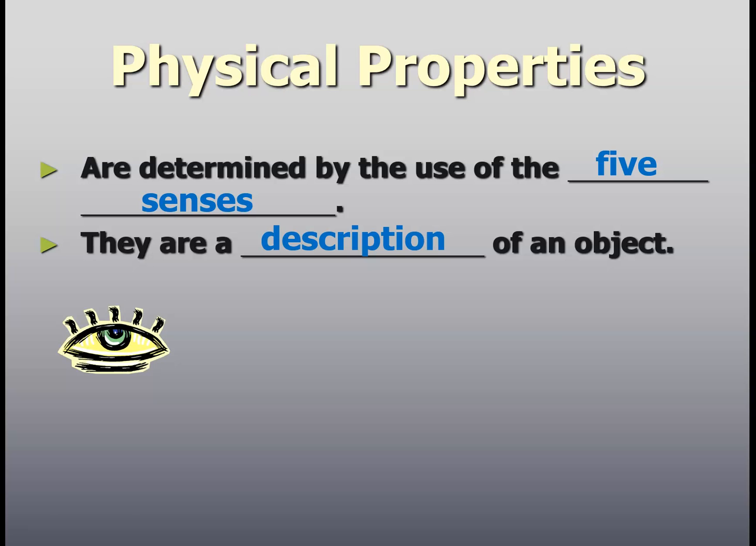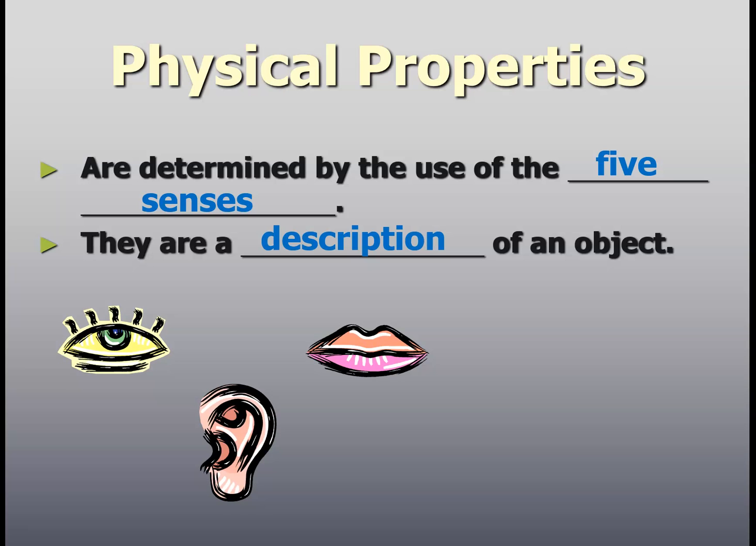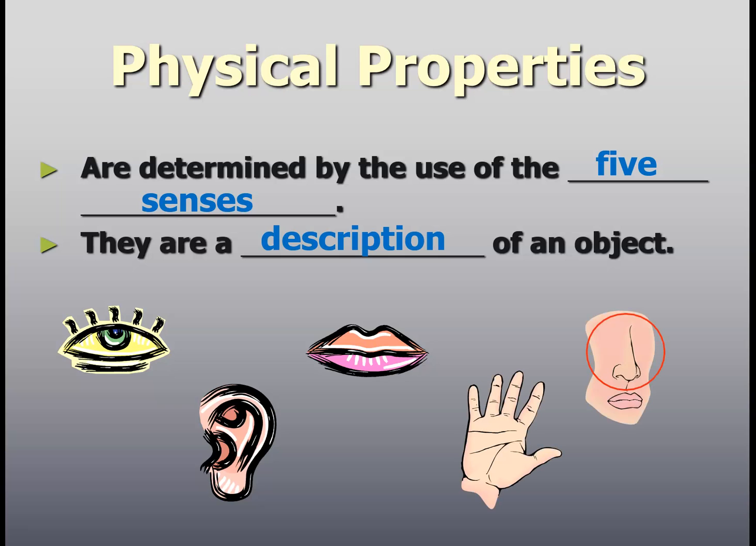Well, we have sight, taste, sound, touch, and smell. These are the 5 different senses that we use in order to describe physical properties. If at any time you need to pause this recording to get your notes, please do so.